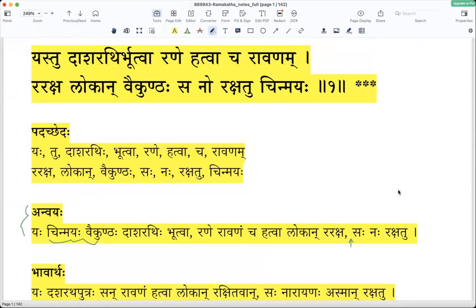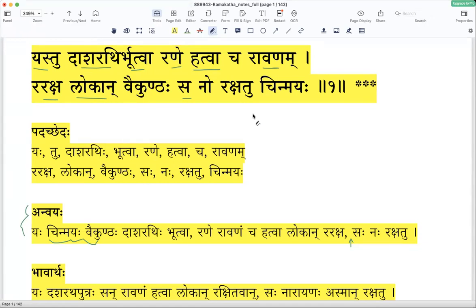That the son of that person who became the son of Dasharatha. Correct. Killed Ravana in the battle. And not who killed. Go with this. Bhutva, after being born as Dasharatha's son, after killing Ravana in the battlefield, he who protected the worlds, he, and you go on. Okay. Let him protect you. Or protect us.